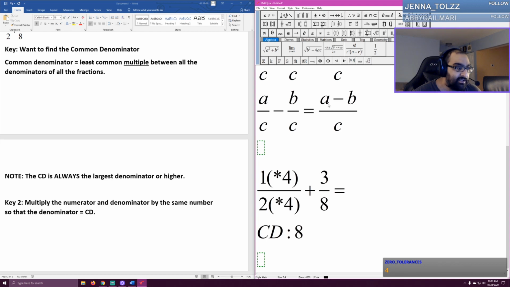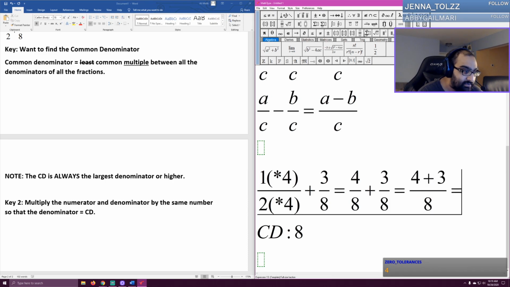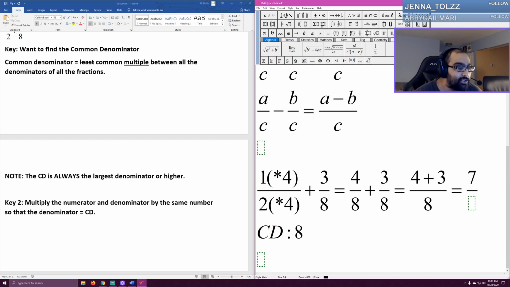And then we go ahead and put this together. So we get 4 over 8 after multiplying that out, plus 3 over 8. And then we add those together, which is going to be 4 plus 3 over 8, which equals 7 over 8. And there we go. Got it. Nice.